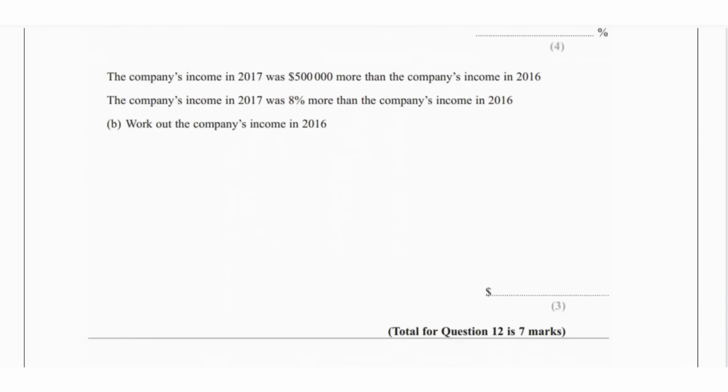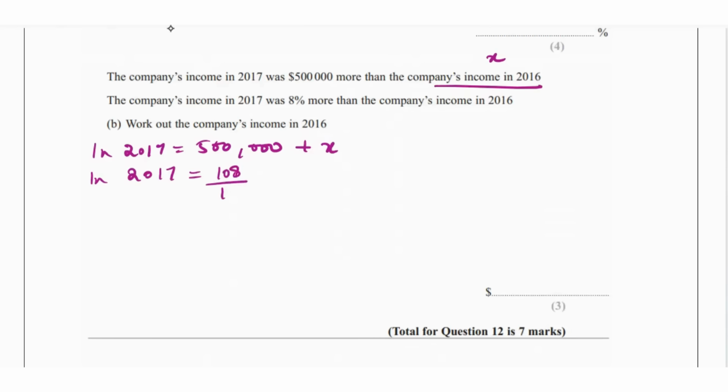The company's income in 2017 was $500,000 more than the company's income in 2016. The company's income in 2017 was 8% more than the company's income in 2016. Work out the company's income in 2016. So in 2017, it's 500,000 more than X. This is X. And then again in 2017, it's 8% more than the company's income in 2016. So 108 over 100 times X. So 500,000 plus X equals 108X over 100.